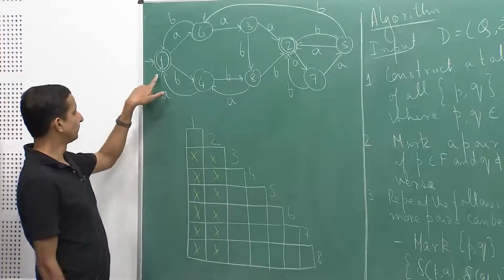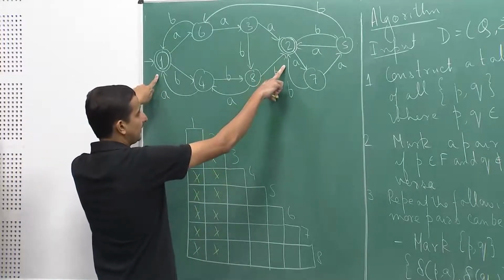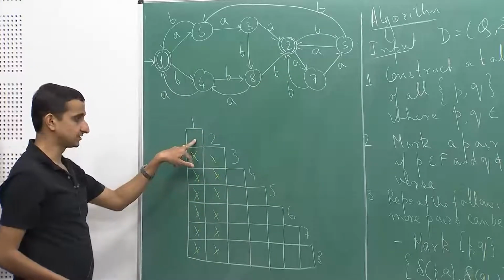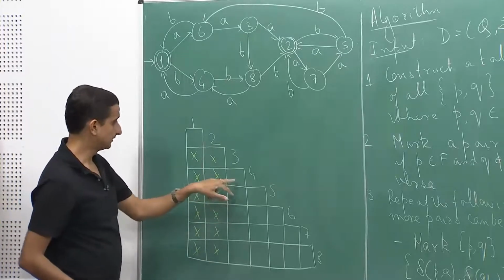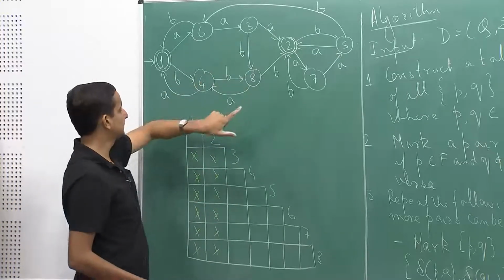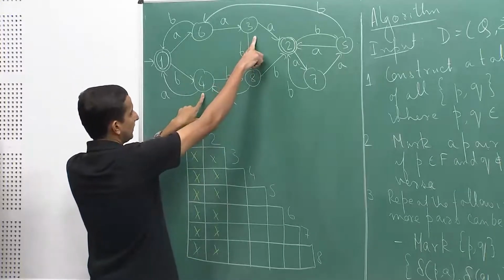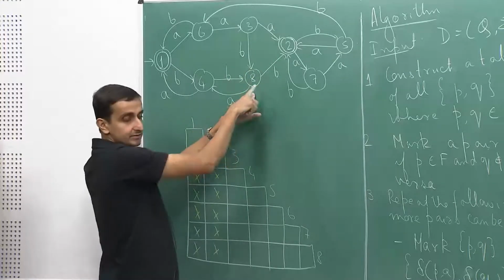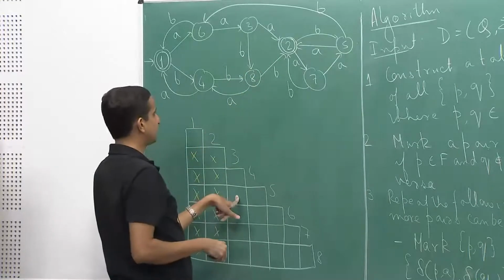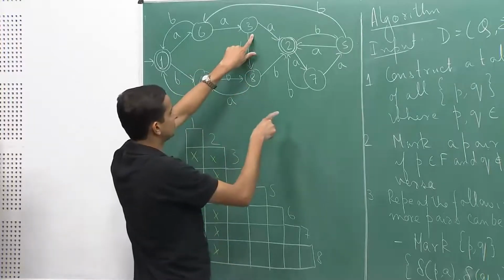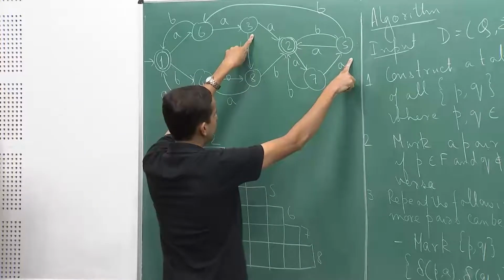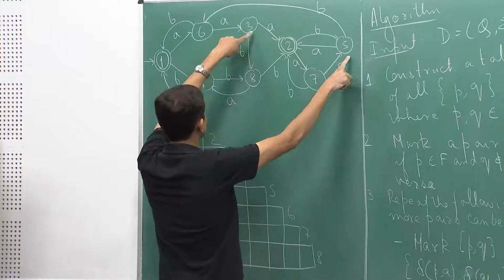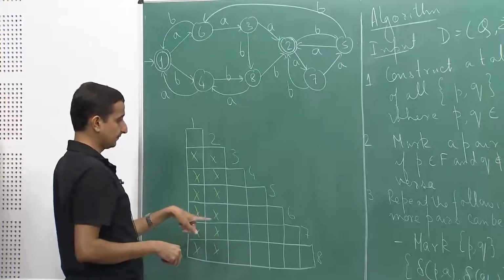So, from 1 2 observe that both on A and B, I go to an unmarked pair. So, 1 2 does not get marked. From 3 4, again the same thing happens. So, on an A I go to 1 2 and on a B I will go to 8 8, both are unmarked. From 3 5, again the same thing. So, from 3 5 on an A I go to 2 2 and on a B I will go to 6 8, both are unmarked.